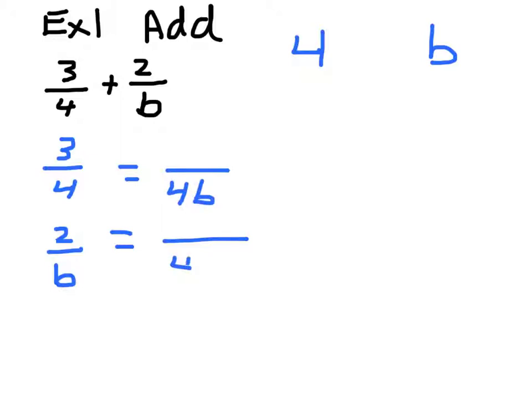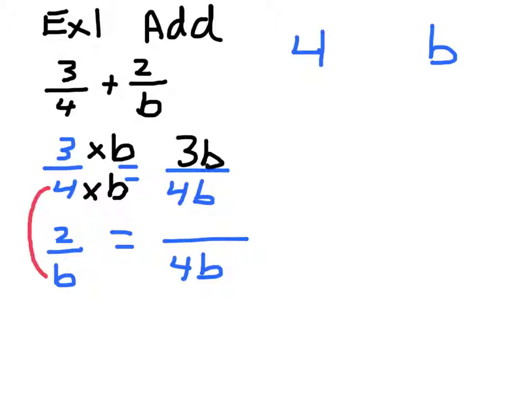Or remember what I said on the previous screen. To get a common denominator, you could just multiply the two together. 4 times b is 4b. Now, this makes sense because 4 times what is 4b? Well, 4 times b is 4b, right? So I have to multiply the top times b, and I get 3b. In the bottom, b times what is 4b? Well, b times 4. So I have to multiply the top by 4, and I get 8.